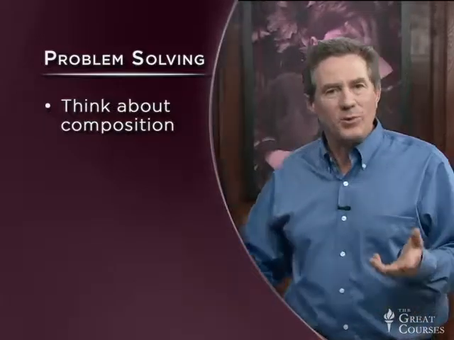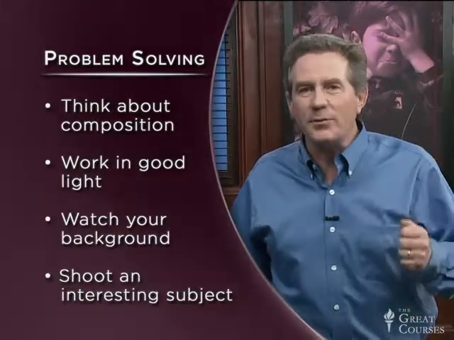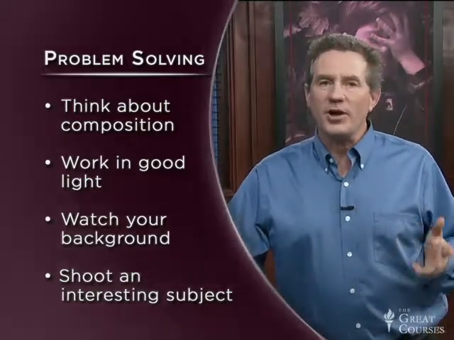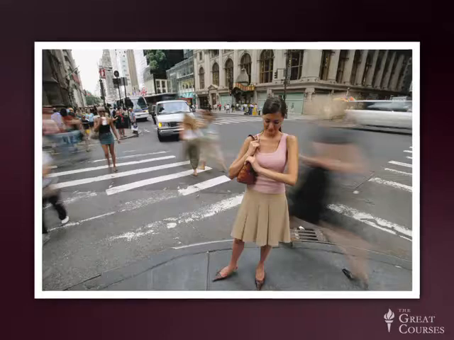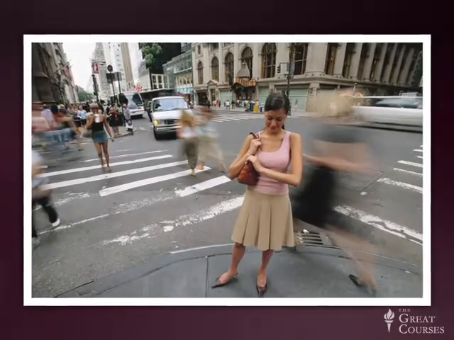By looking around and simply thinking about how to compose pictures, working in good light, watching our backgrounds, shooting an interesting subject, we are in fact problem solving with every push of our shutter button. That's what we're doing. Now let's talk about the ultimate task in problem solving, one that many of us have to deal with all the time, working in a city, producing great pictures in a city, very cluttered. We call this the big game, urban landscapes. How in the world do you work in a place like this?